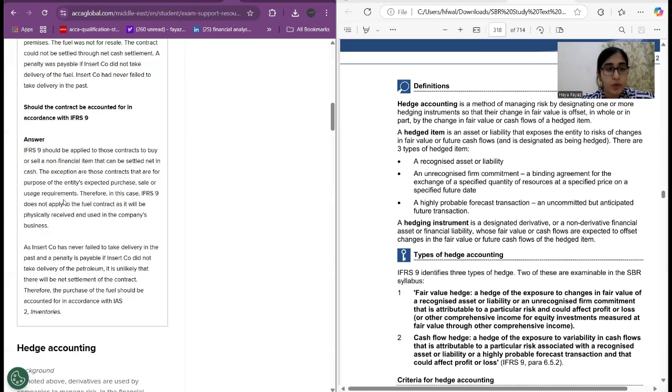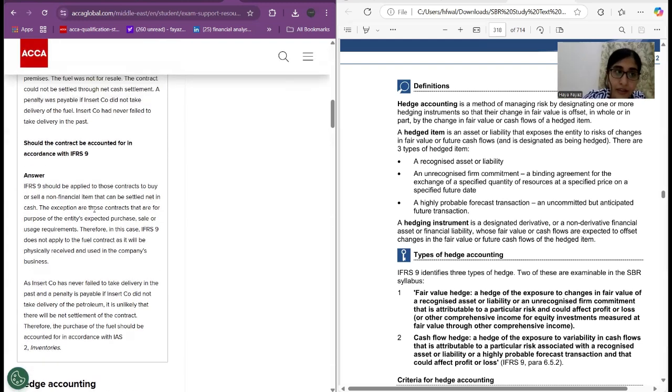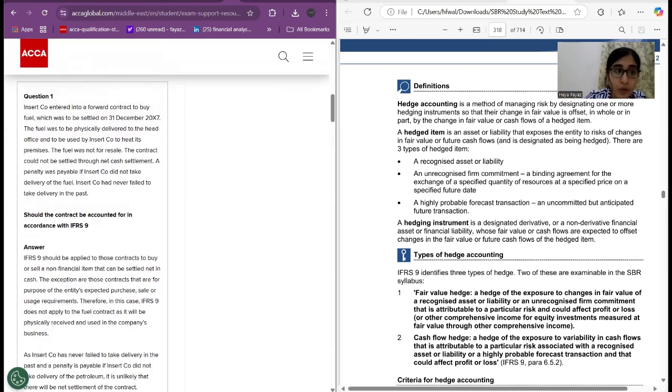IFRS 9 should be applied for those contracts to buy or sell that can be settled net in cash. The exceptions are those contracts that are for the purpose of the entity's expected purchase, sale, or usage requirements. What we just understood in the above case, the wheat and bread case. Therefore, in this case, IFRS 9 does not apply to the fuel contract as it will be physically received and used in the company's business. The keywords, guys: physically delivered to the head office and to be used by Insert to heat the premises. There itself, you should have understood. And not net cash settlement. So these are all keywords that you should apply.